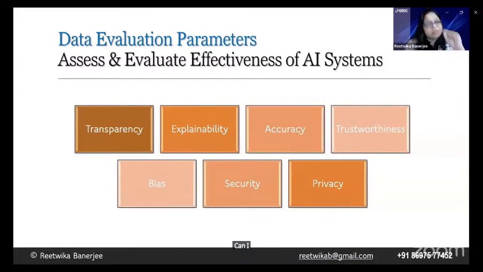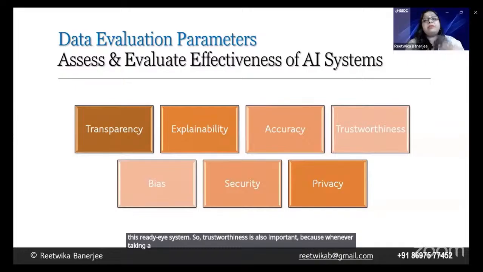Can I blindly go and take it, or do I need a human intervention? Human attestation of the results, or the decisions being suggested by an AI system. So trustworthiness is also important, because whenever taking a decision, my trust in the tool really makes a lot of difference. And that's where credibility comes into the picture.